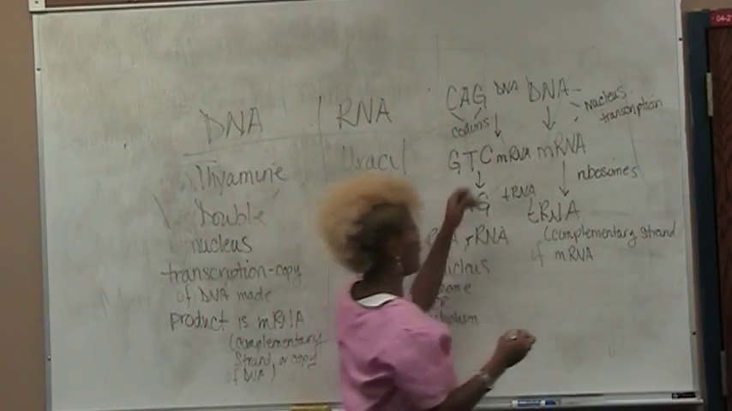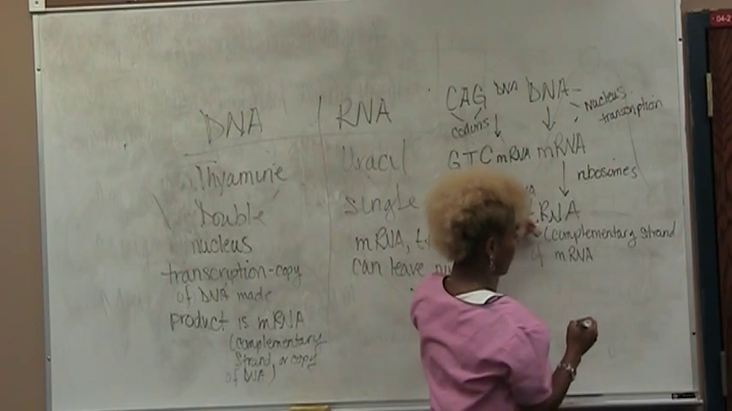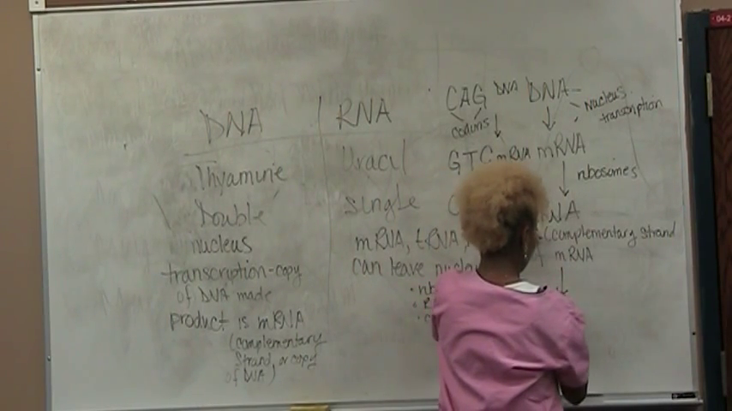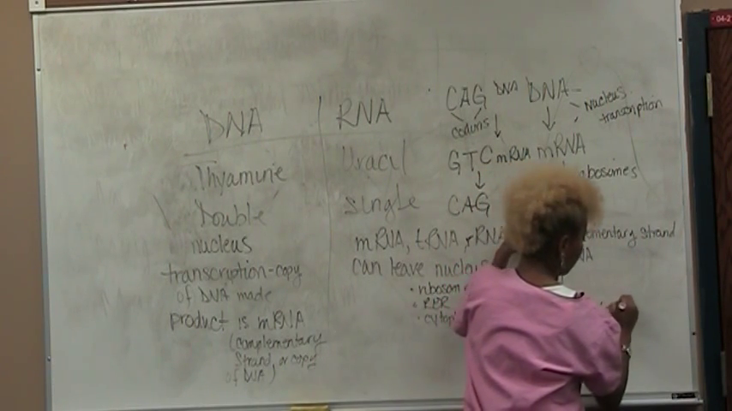And then remember, from this part, we're starting from here down when it makes this complementary strand, and then it goes on to the ribosome. On the ribosomes, the proteins are starting to be packaged.